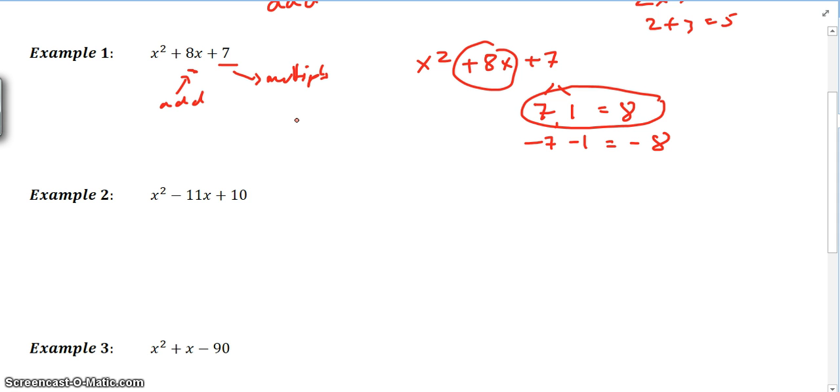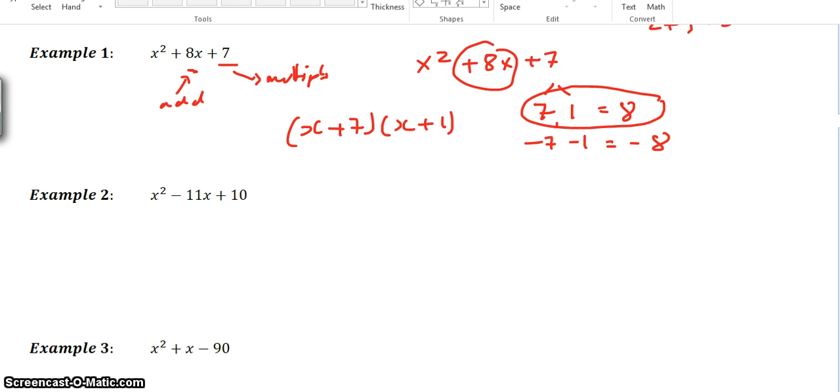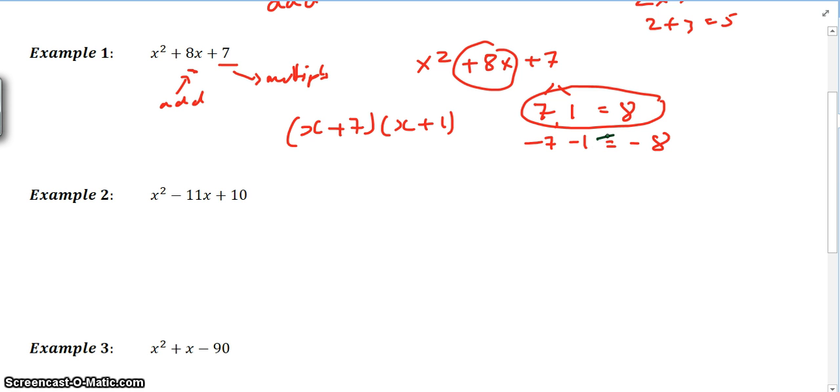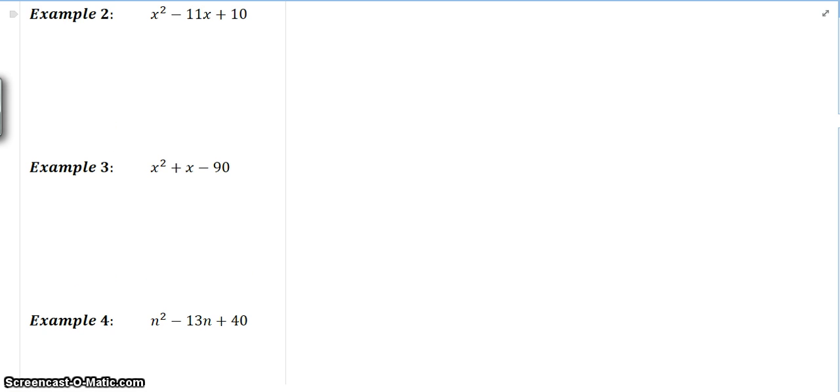So when we put these into brackets, we write this as x plus 7, x plus 1. The reason why it's plus is because these numbers are positive. If it was this particular example, I'm going to draw in green because it's not related to this question, this would be x minus 7 and x minus 1. But since it's not related to the question, don't worry about that so much. Let's look at the next one.